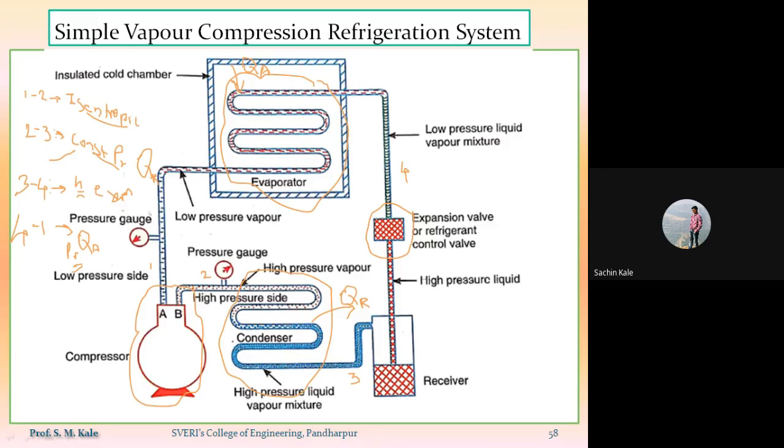So I ask you to draw the pH and TS diagram for this simple VCRS system. I am not expecting a 100% correct answer from your side. My intention in asking you to draw this diagram is to at least understand what problems you face while drawing the pH and TS diagram of the VCRS system. Once you understand where you are getting stuck, whenever I explain, you will get a clear-cut idea of that concept. That is my main intention.